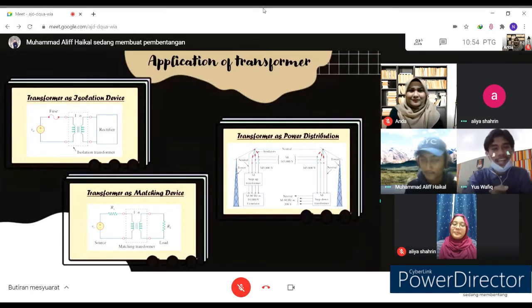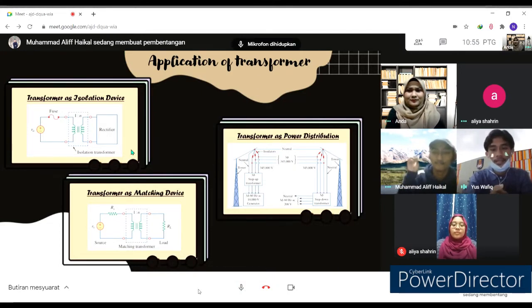So next, there are three applications of transformers. The first one is the transformer as an isolation device. Isolation transformers provide galvanic isolation between the AC power line and the power device. That means that there is no DC path between the two windings. They serve three main purposes. The first one is isolating the secondary from ground. Second is to provide step up or step down of line mains voltage. And lastly, to reduce line noise being transmitted from the primary to the secondary or vice versa.